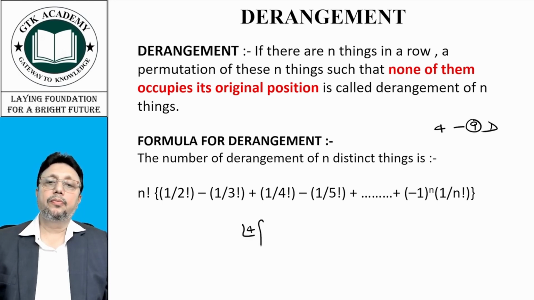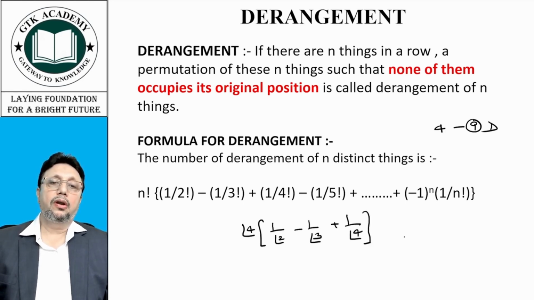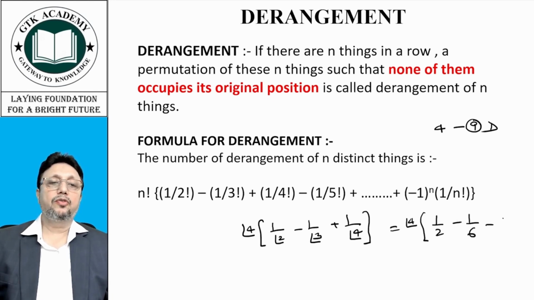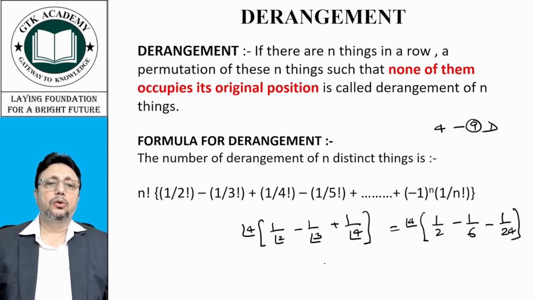Factorial 4, 1 upon factorial 2 minus 1 upon factorial 3 plus 1 upon factorial 4. That means factorial 4 and then 1 upon 2 minus 1 upon 3 to the 6 minus factorial 4 is 24. So again you take factorial 4 as an LCM, so it gets cancelled.